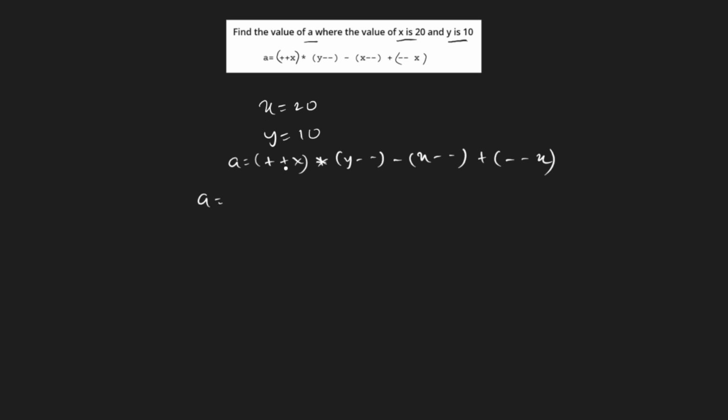The first term is a pre-increment term. Here the plus operator comes before the x. This means we're going to increase the value of x by 1 first, and then we're going to use the value of x in our expression. So we're going to increase the value of x by 1 to get 21, and then we're going to be using this 21 in our expression. And then you have a binary operator, the asterisk. After this you have y--.